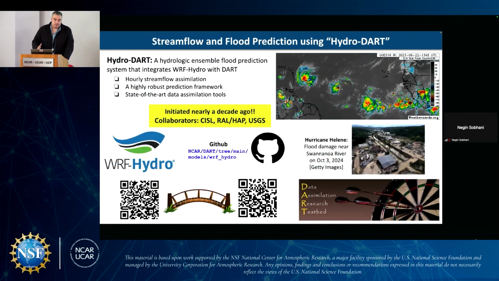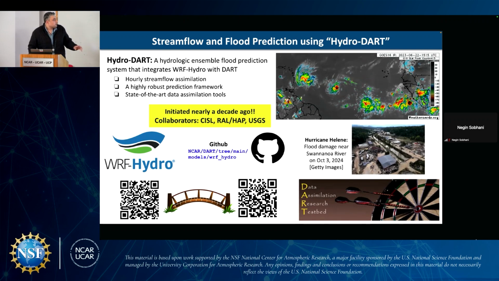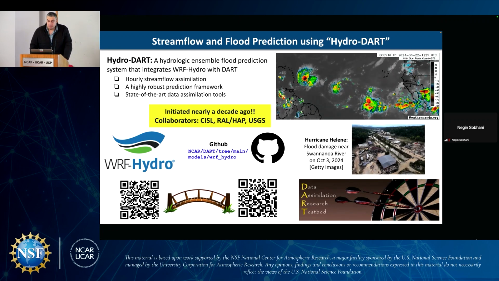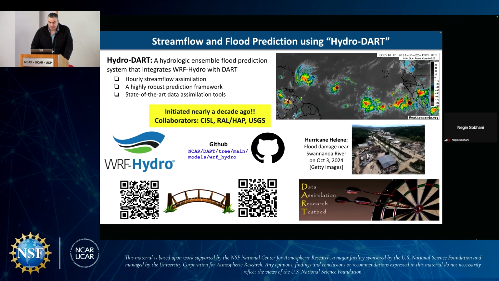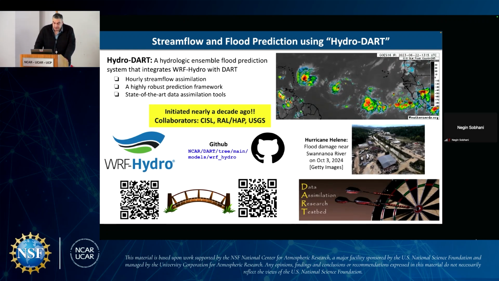Just to give you a prime example of how DART can be utilized, especially for the science applications here in RAL, I'd like to talk to you about HydroDART, which is a hydrologic ensemble prediction system designed to predict the streamflow and flooding events induced by hurricanes and torrential rain events. This is an effort that started almost a decade ago. I work closely with the HAB team in RAL, in addition to other folks at USGS. The system is able to provide hourly streamflow simulation. It's a highly robust framework using state-of-the-art data assimilation tools.